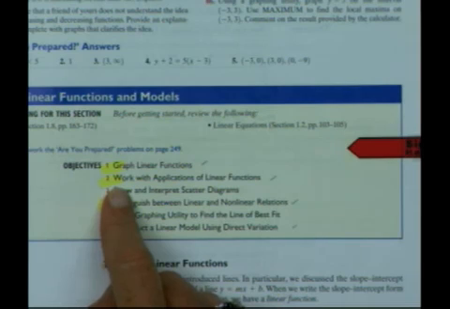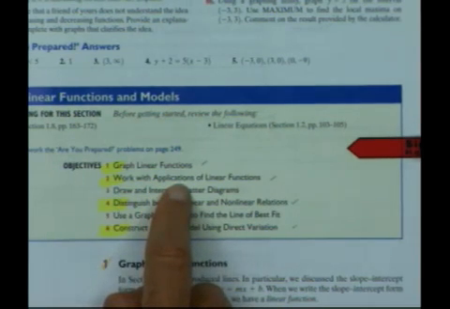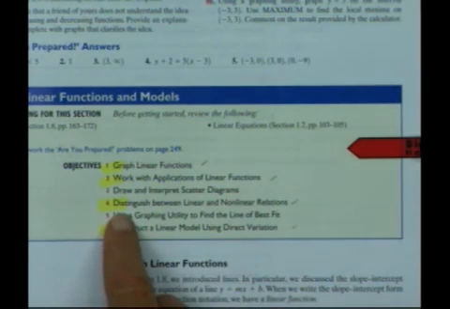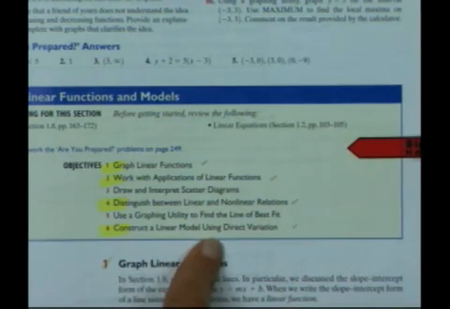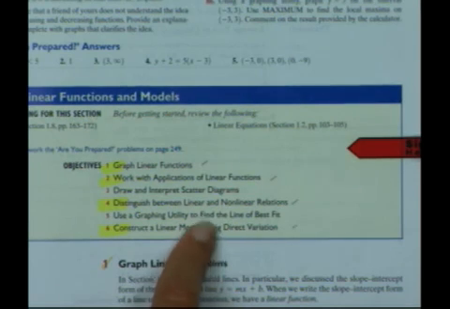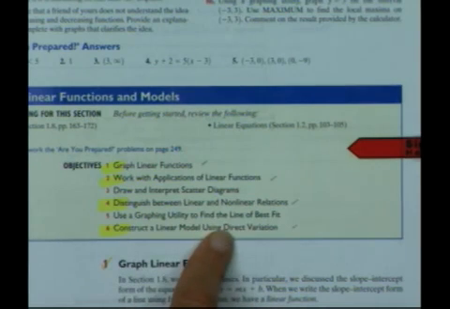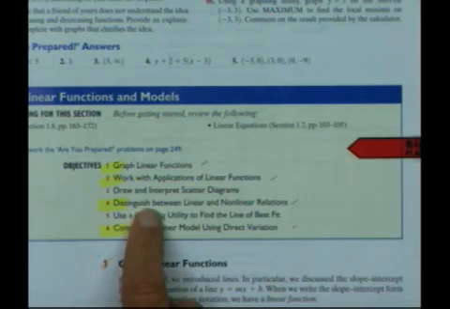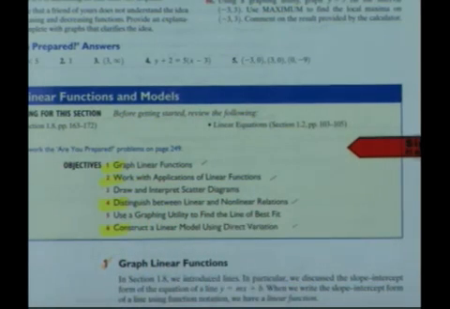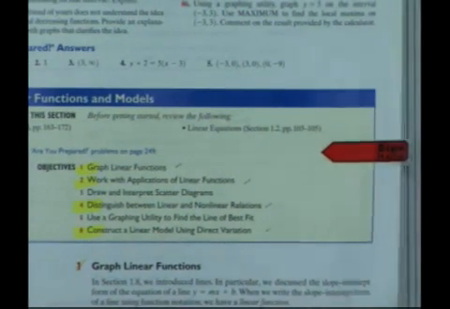I'll double it, okay? All right, then we want to look at applications. We're going to look at 2 applications of linear functions, and then we're going to jump on direct variations, and distinguish between linear and nonlinear relations. That's another 5-second question. Okay?